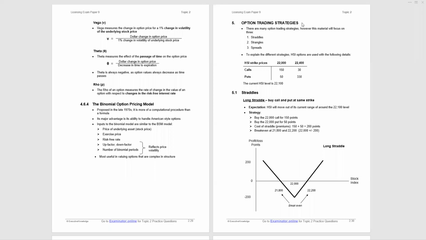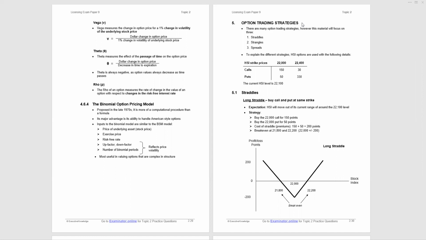Continuing with topic 2 of paper 9, we're now going to look at section 5 on option trading strategies. Now, there are a number of trading strategies. Not all of them will be examined, but you can expect at least one, maybe two questions from this section. It is regularly examined. And you will see that we're initially going to focus on three types of option trading strategy: straddles, strangles, and spreads.